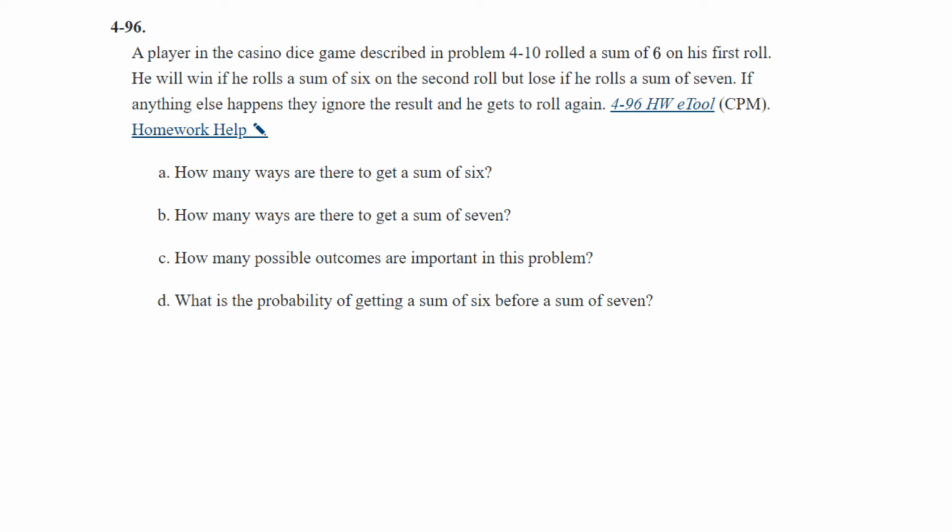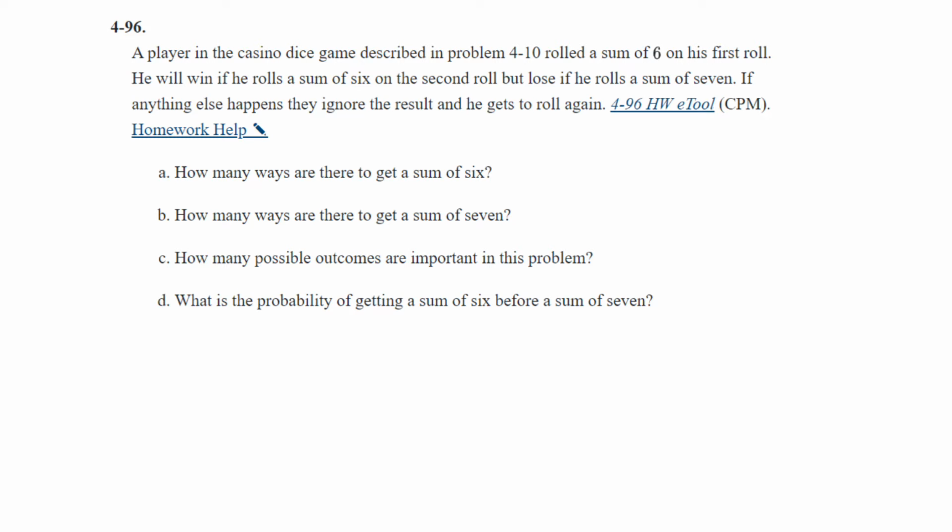Question 96. A player in the casino dice game described in problem 4-10 rolled a sum of 6 on his first roll. He will win if he rolls a sum of 6 on the second roll, but lose if he rolls a sum of 7. If anything else happens, they ignore the results and he gets to roll again. Part A, how many ways are there to get a sum of 6?